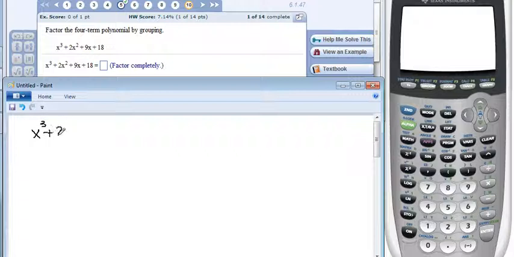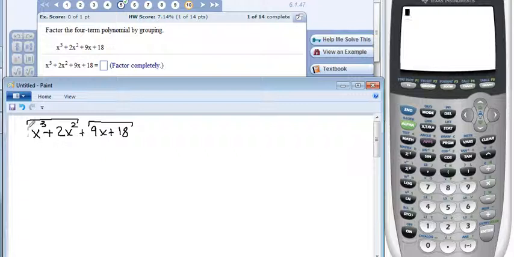But we have a grouping technique that we can use. What we're going to do is group the first 2 terms together, and group the last 2 terms together, and look at them individually. So I'm going to ask you, just between these 2 terms, do these 2 things have anything in common?